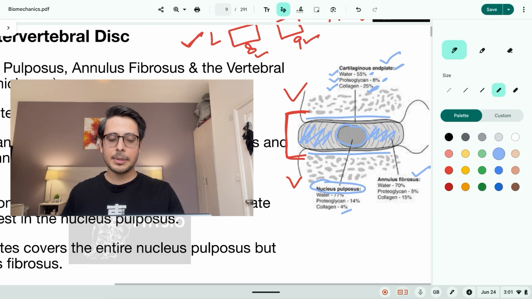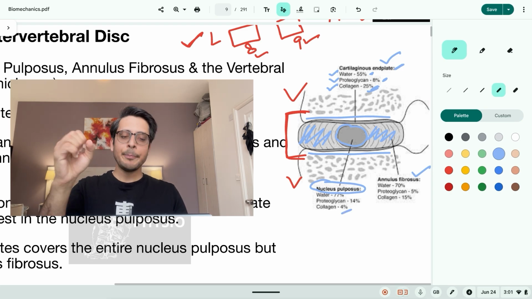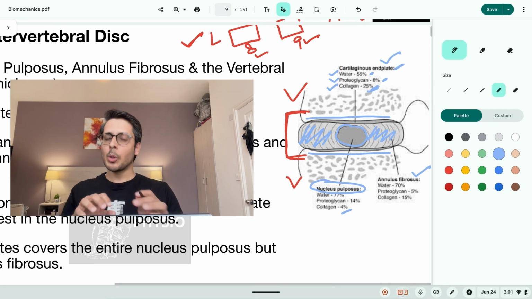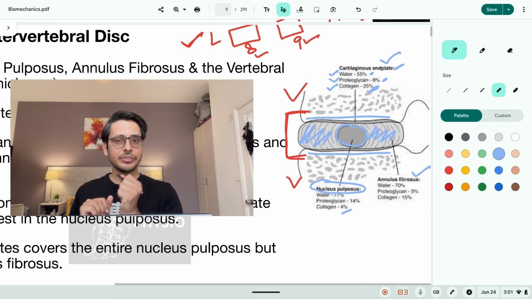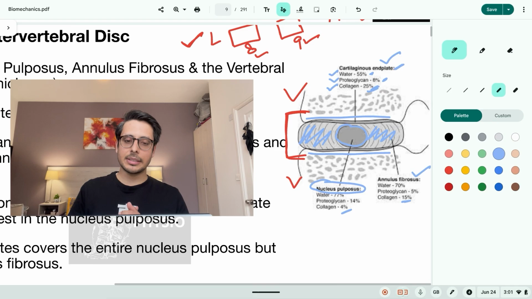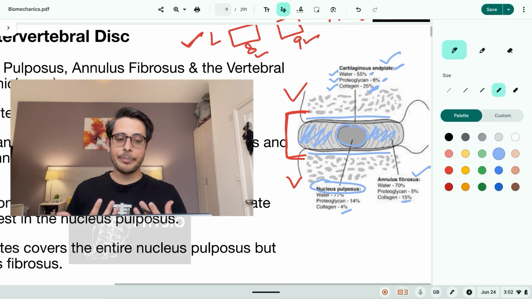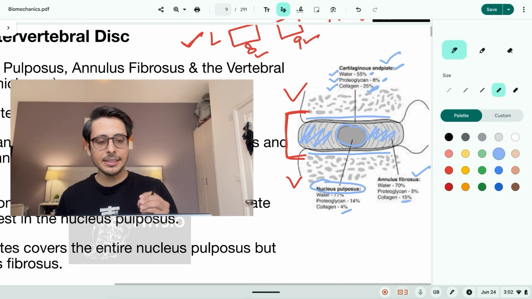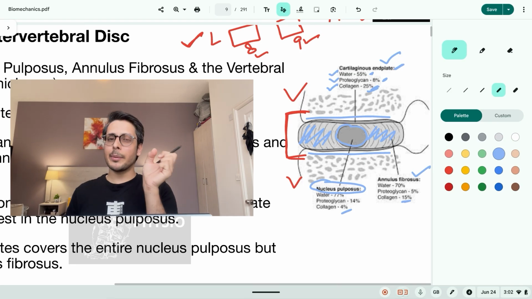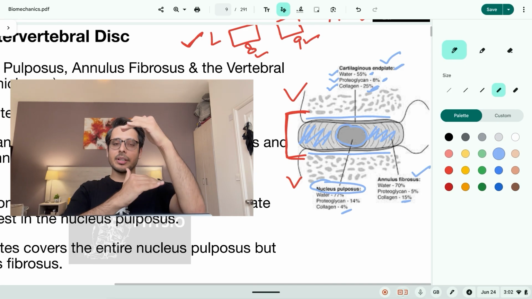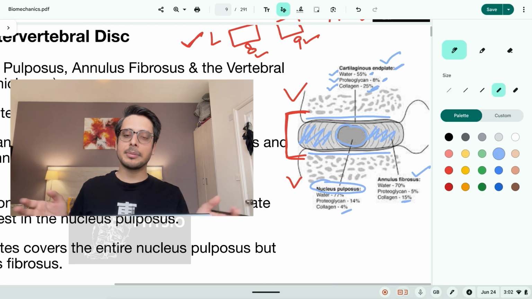We have 4% collagen in the nucleus pulposus, which is the innermost part of the intervertebral disc, which is not that strong, a very jelly kind of structure. And then we have just 15% collagen in the annulus fibrosus, which shows that as we go more towards the inner part of the disc, it starts getting weaker. So the innermost structure, the nucleus pulposus, has just 4% collagen, and the outermost structure has the maximum, 25%.